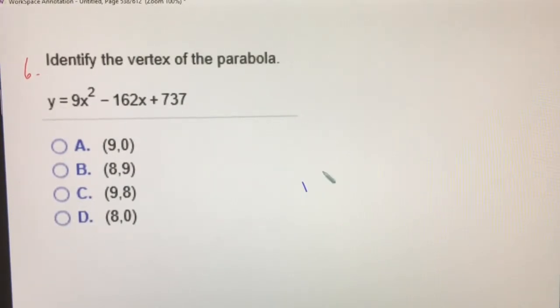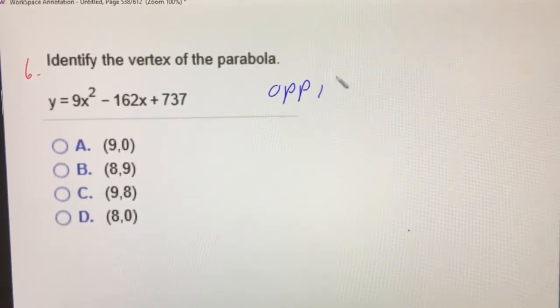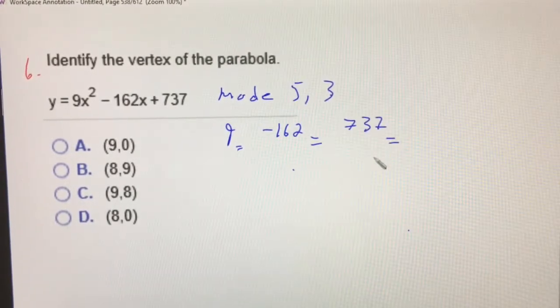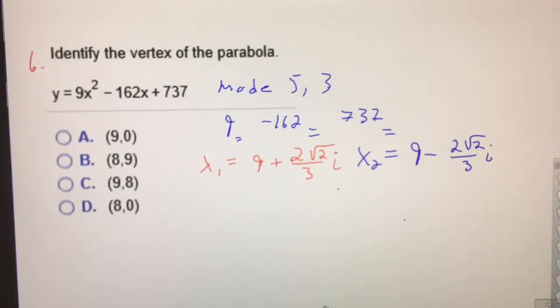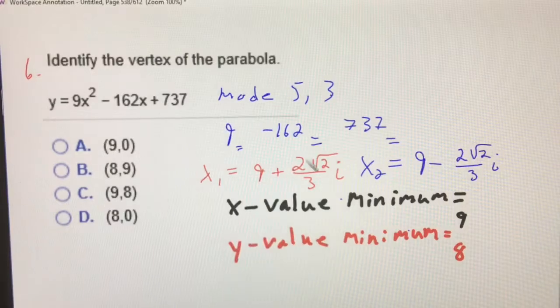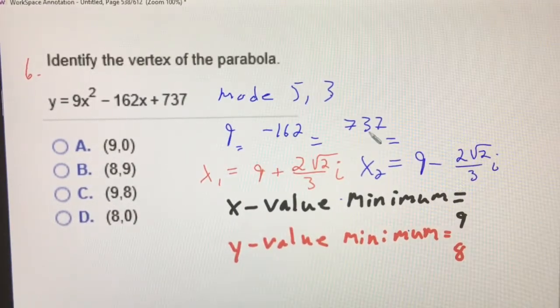Find the vertex. Now, this one, we can't use opposite same. We're not going to use that. We're going to go mode 5-3 it. Mode 5-3. And we're going to type in the coefficients. So after I'm in mode 5-3, I'm going to type in 9 equals, -162 equals, 737 equals.